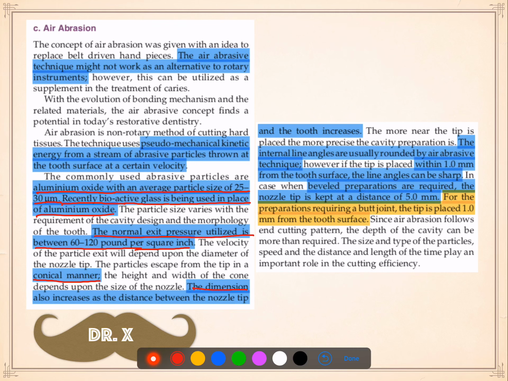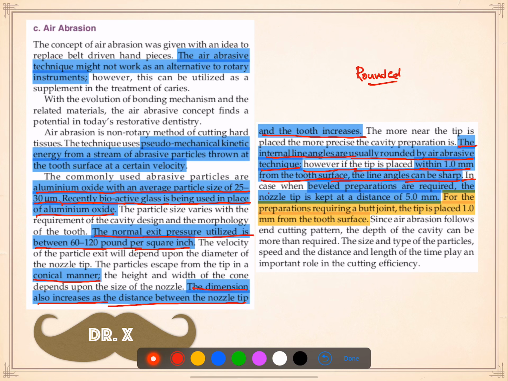Okay, the spread also increases as the distance between the nozzle tip and the tooth increases. If you want, you can go through how the preparations will be. For example, the internal line angles are usually rounded by air abrasion. Generally line angles are rounded in this preparation, but however, if the tip is placed within 1 millimeter from the tooth surface, the internal line angles can be sharp.